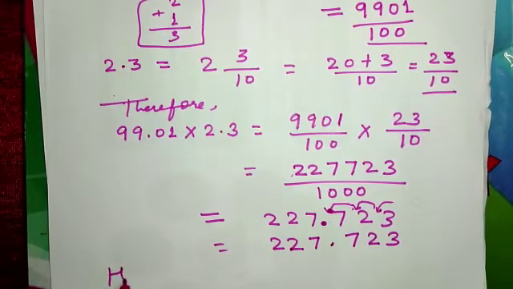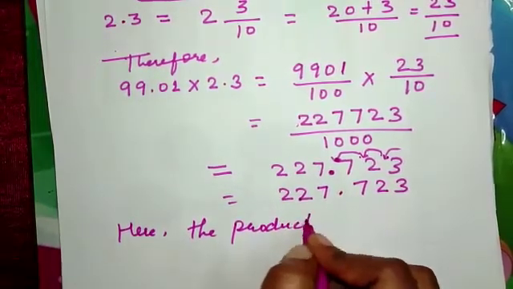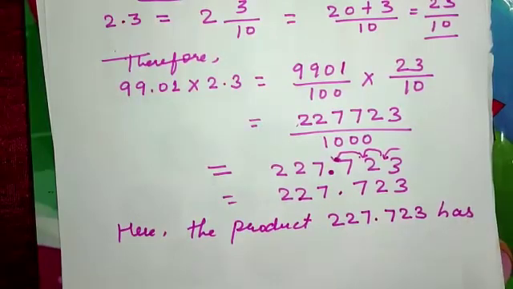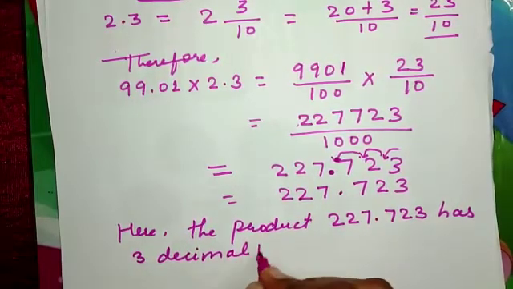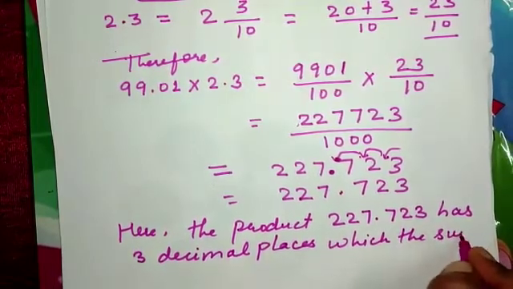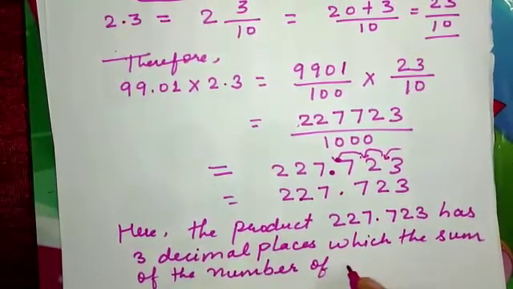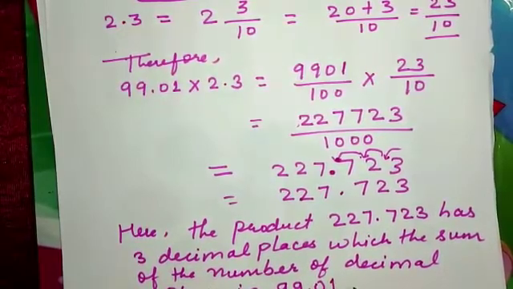Okay. So again we will write here: the product 227.723 has 3 decimal places, which is the sum of the number of decimal places in 99.01 and 2.3.